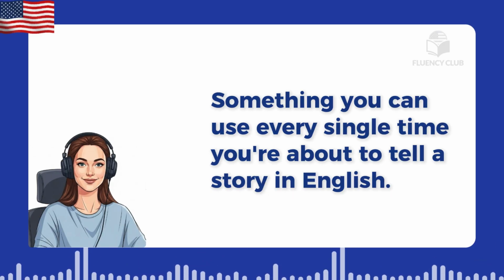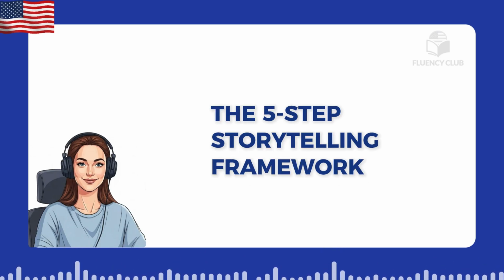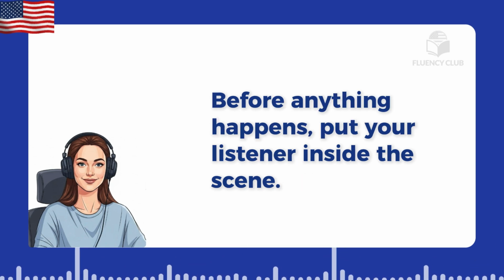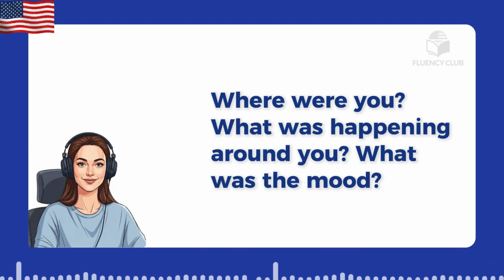Something you can use every single time you're about to tell a story in English. The 5-step storytelling framework. Step 1. Set the world. 2, 3 past continuous sentences. Before anything happens, put your listener inside the scene. Where were you? What was happening around you?